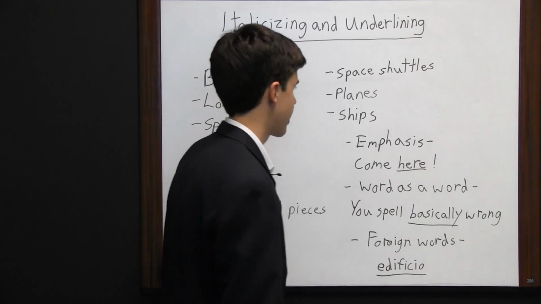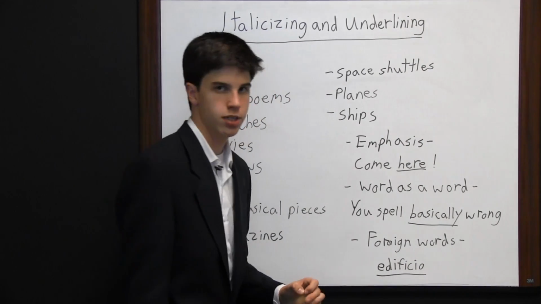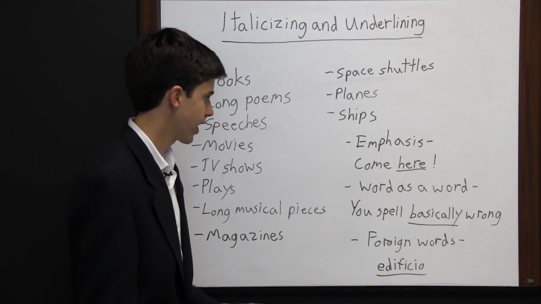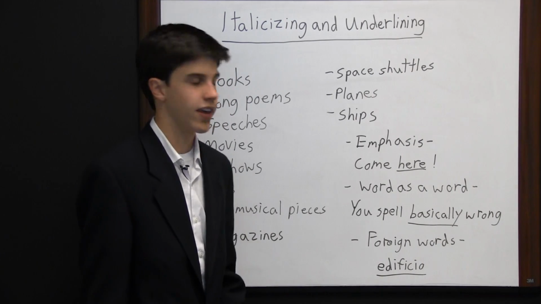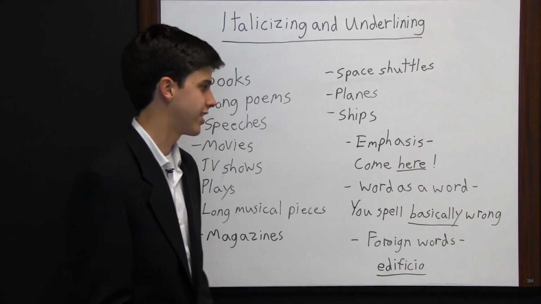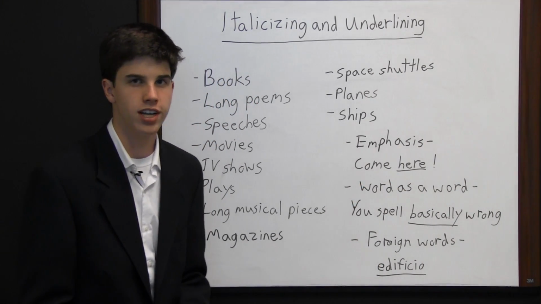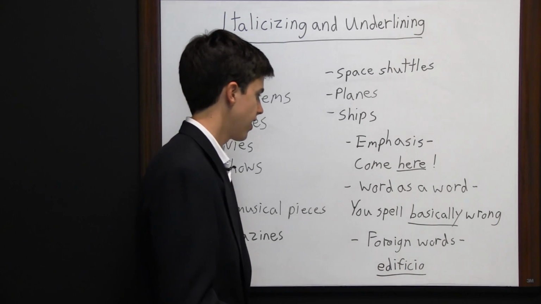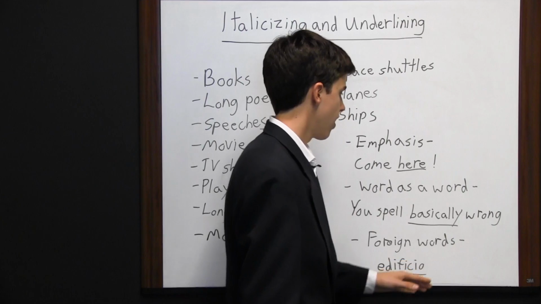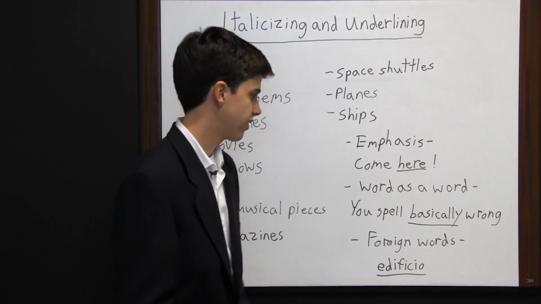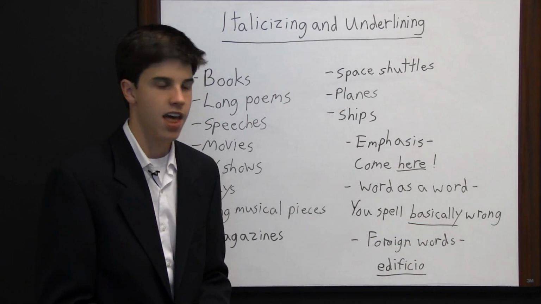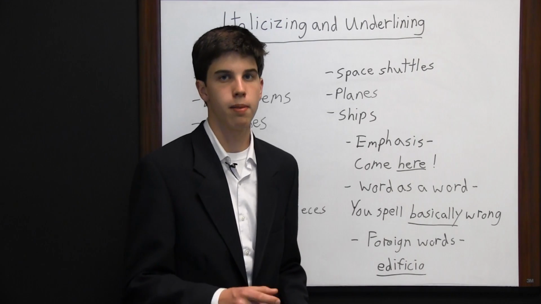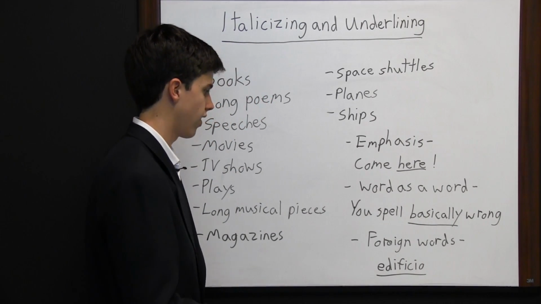Some words need to be in italics if you want to place particular emphasis on that word. Like if someone was saying, "come here," they could underline that word or put it in italics. If a word is expressed as a word in a sentence, then it needs to be put in italics. Like if you spell "basically" wrong, the writer is not using the word basically to express anything in the sentence. They are actually talking about the word "basically." So that's why it's underlined.